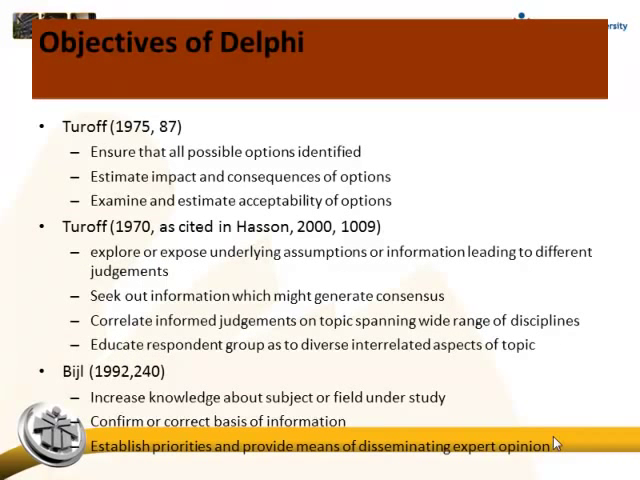Okay, so the main objectives of the Delphi is to ensure that all possible options are identified. Remember, that's also what we try to do with the focus group, but here it's now in writing. And you also then want to estimate the impact and the consequences of the different options. And you want to examine and estimate the acceptability of the options.